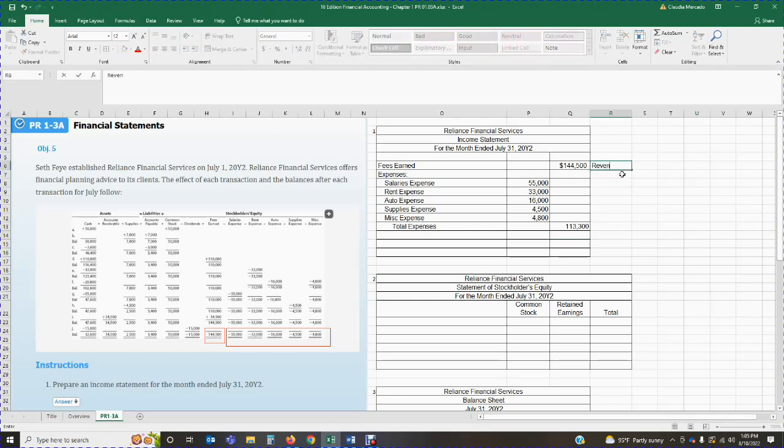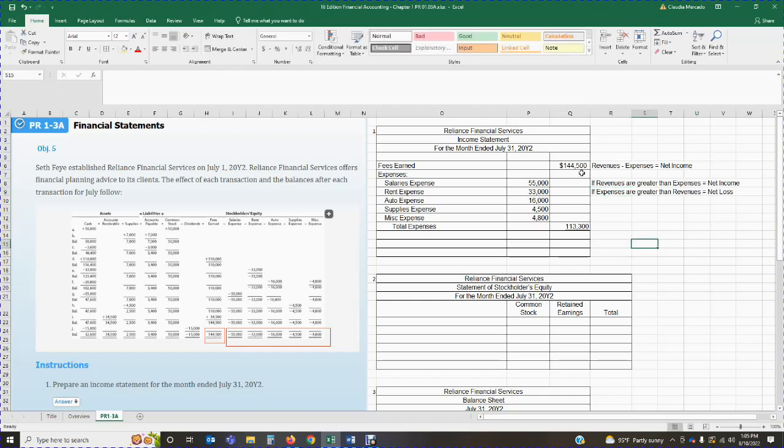Okay. So revenue minus expenses. Revenues minus expenses will give you your net income. So now we're going to figure out our net income. Well, first we have to look. Remember, if revenues are greater than expenses, then we've got net income. If expenses are greater than revenues, then we've got a net loss.